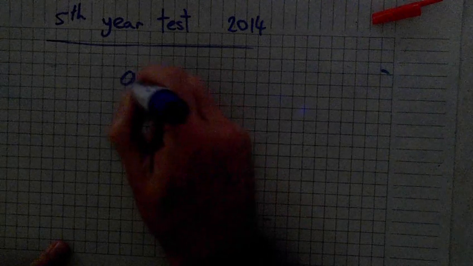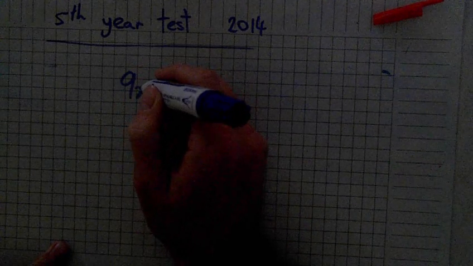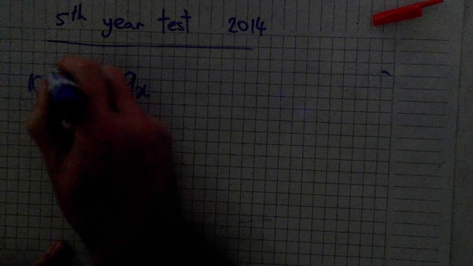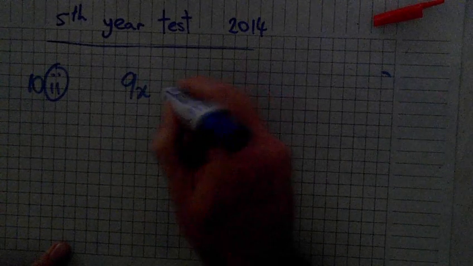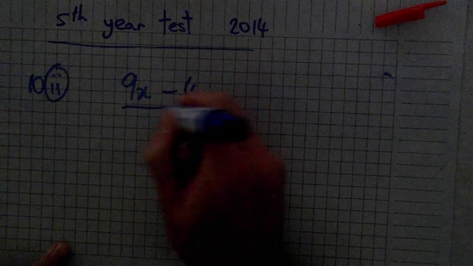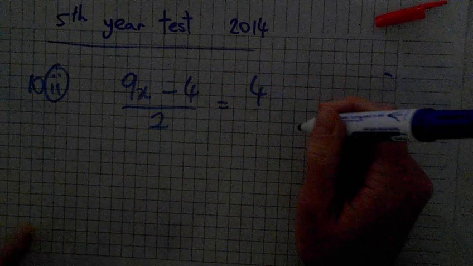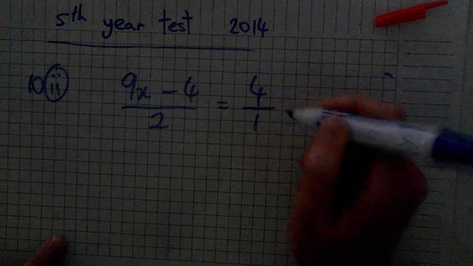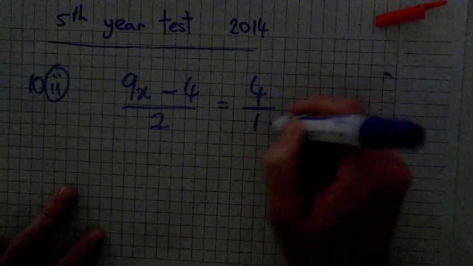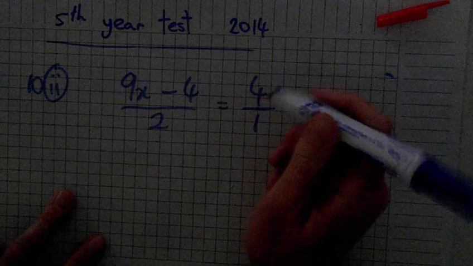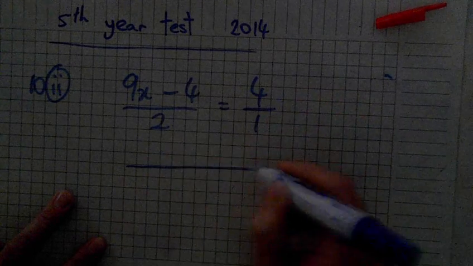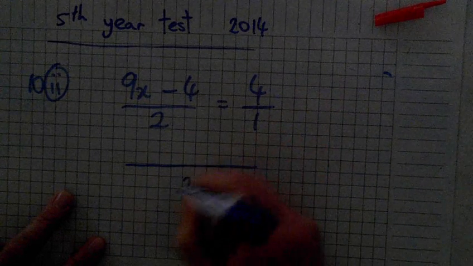And the next one, solve. The word solve means find the value of x. So this is question 10 part 2. You had 9x minus 4 over 2 is equal to 4. So 4 can be written as 4 over 1. Now a lot of you decided to find the LCM of 2 and 1, you can do it that way. The LCM of 2 and 1 is 2.